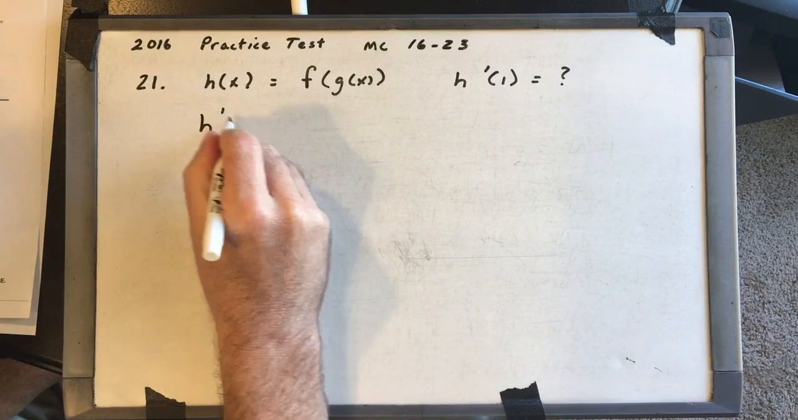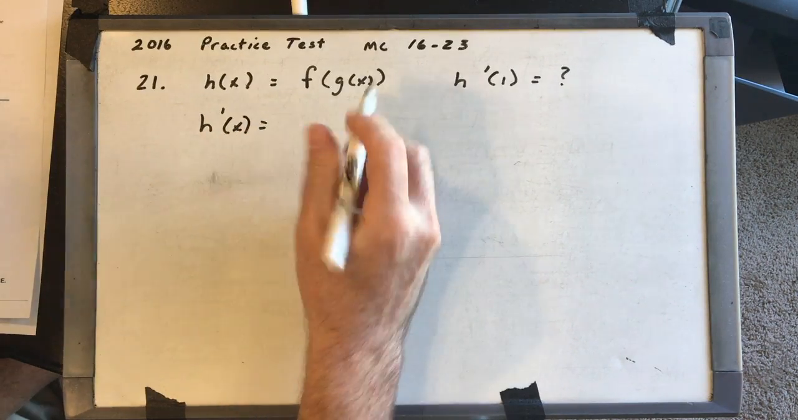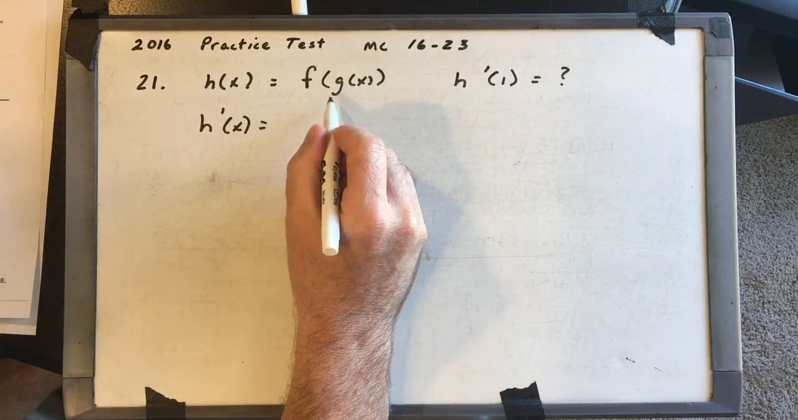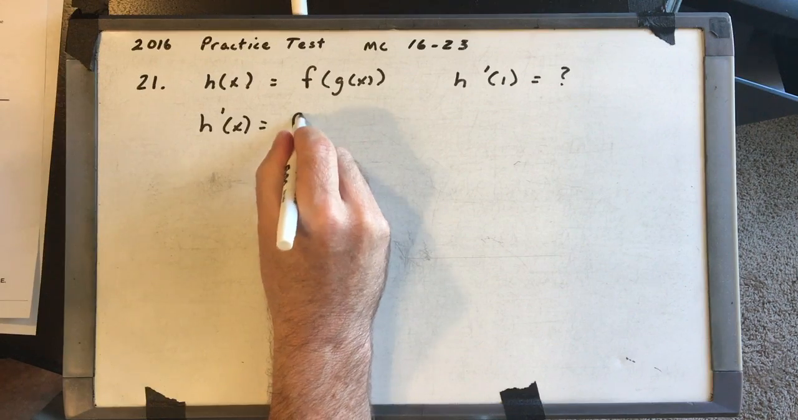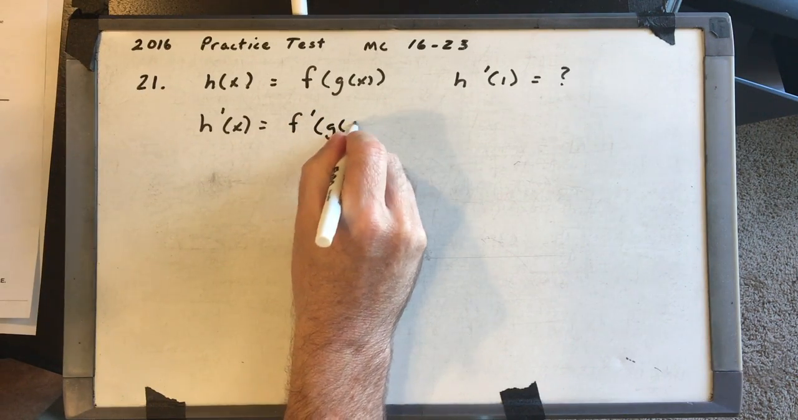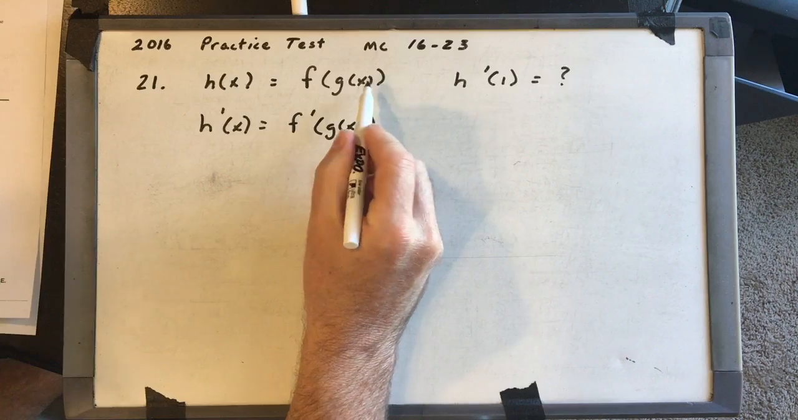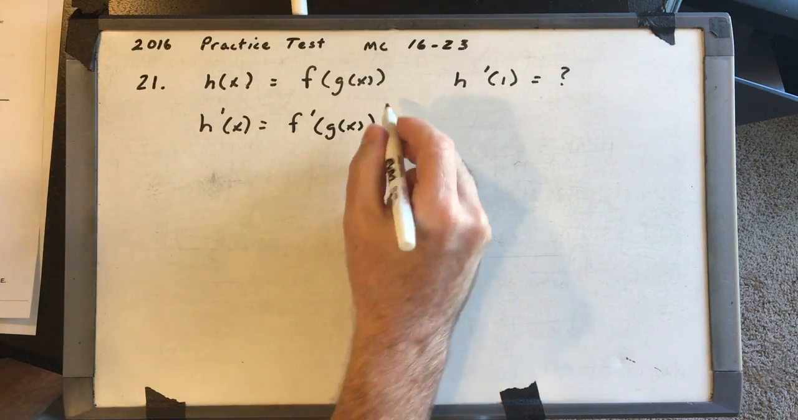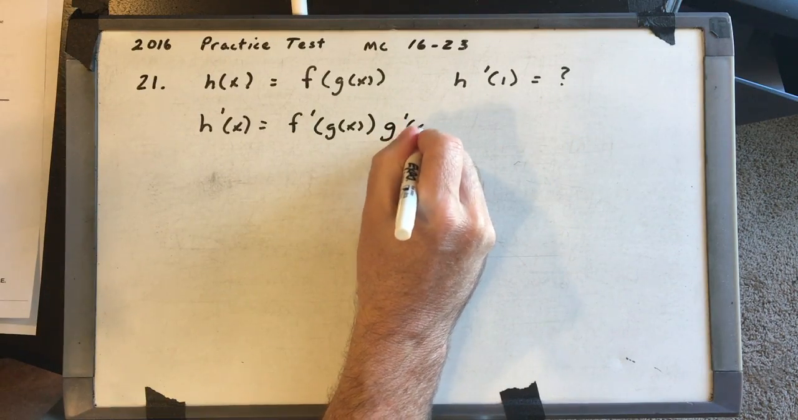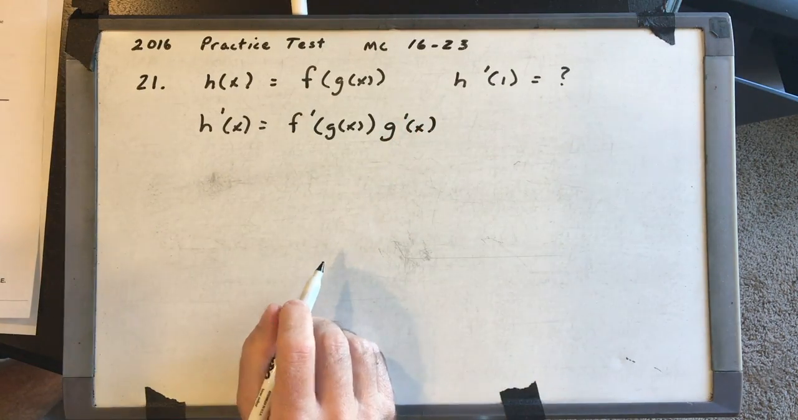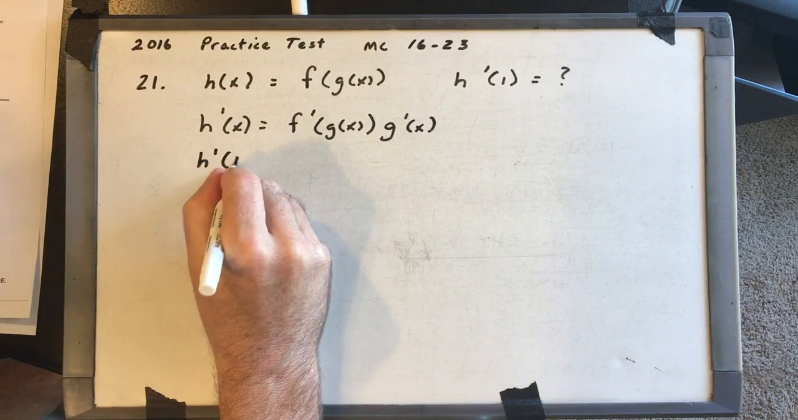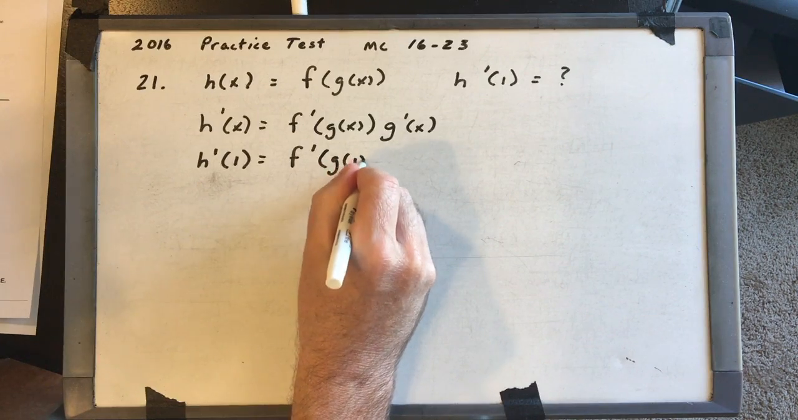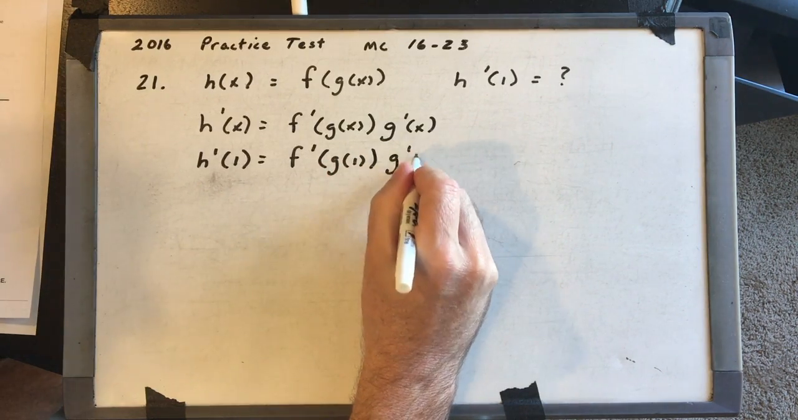Well, h prime of x, this is a nested function, a function within a function, so we'd use the chain rule. So it's f prime of g of x. Think of g of x as the blob. So it's f prime of the blob times the derivative of the blob, which is g prime of x. So h prime of 1 is equal to f prime of g of 1 times g prime of 1.